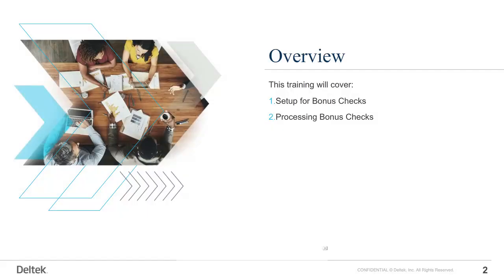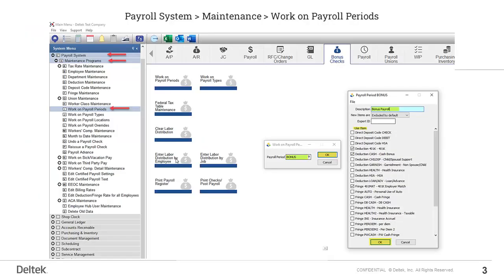This training is going to cover how to first set up your system for bonus checks and then how to process them. We'll start with the payroll period. When processing payroll, the payroll period you select will control which deductions and/or fringes will apply to the checks you are creating. To set up a payroll period for bonus checks, select Payroll System, Maintenance Programs, Work on Payroll Periods.